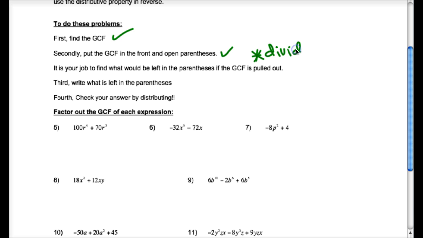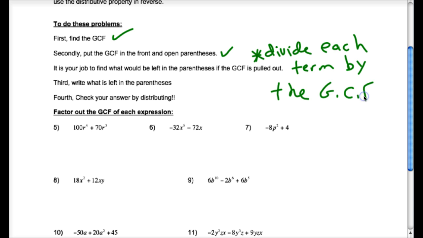Some math teachers call it pulling the GCF out. Write this down: divide each term by the GCF. Once we do one example, you'll be like, oh, that's pretty simple. Third, write what is left in the parentheses. After you divide each term by the GCF, you write the leftovers in the parentheses. Fourth, check your answer by distributing. You'll do that in your head. It's really pretty simple.